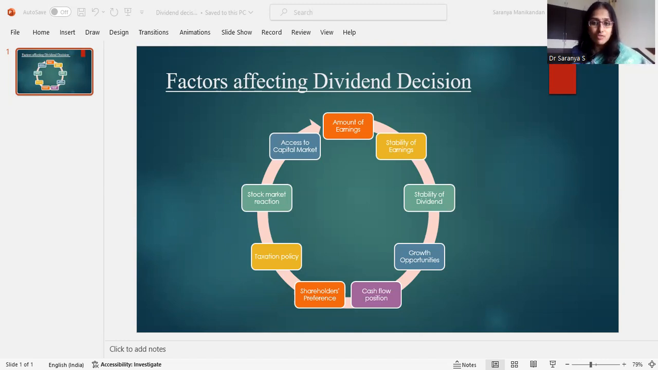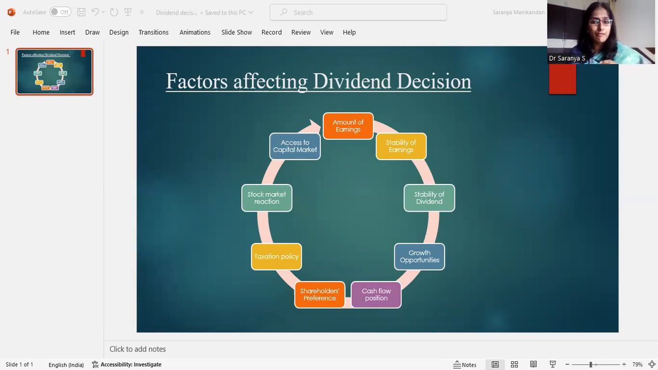And the third point we have is stability of dividend. Some companies follow the policy of paying a stable dividend because when the shareholders receive the dividend, that gives happiness to the shareholders, that satisfies the shareholders, and that helps in increasing the company's reputation. So if earning potential is high, the company will declare a higher amount of dividend. If the earning is temporary or not increasing, then it declares a low amount of dividend.